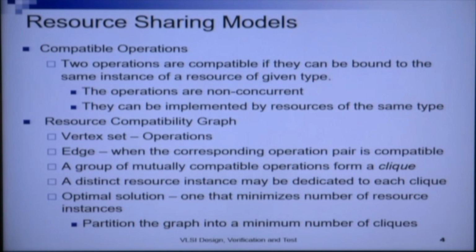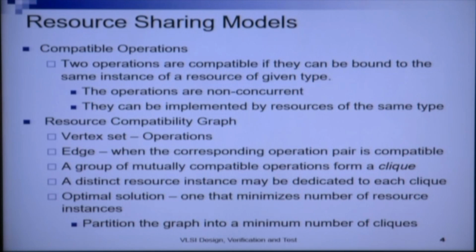So, what is a resource compatibility graph? In the resource compatibility graph, the vertex set are operations. There is an edge between two operations if these two operations are compatible, which means that there will be an edge between these two operations if both these operations are not scheduled at the same time step and both these operations can be executed by an operator of the same type. A group of mutually compatible operations then form a clique. Here, what is a clique? A clique is a maximal complete subgraph.